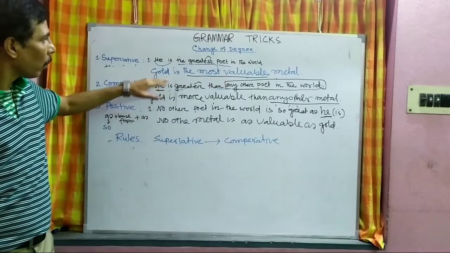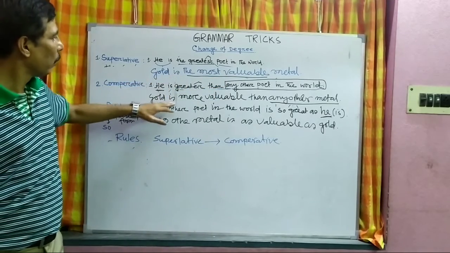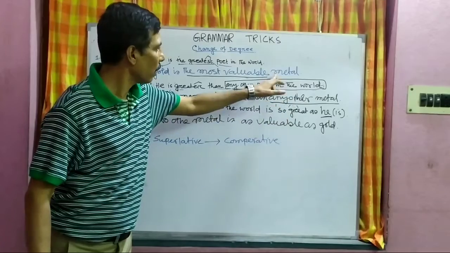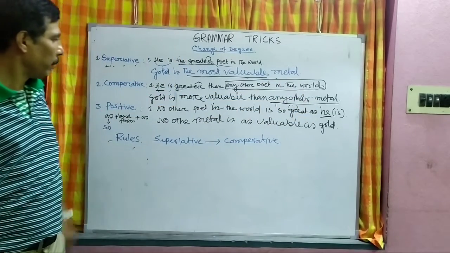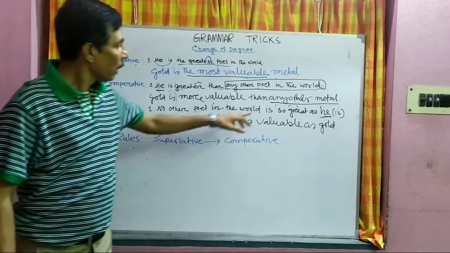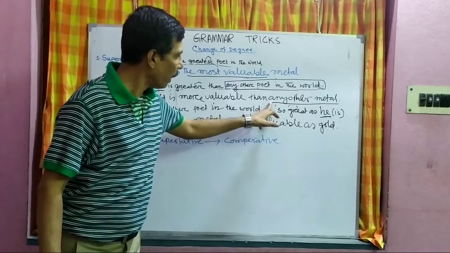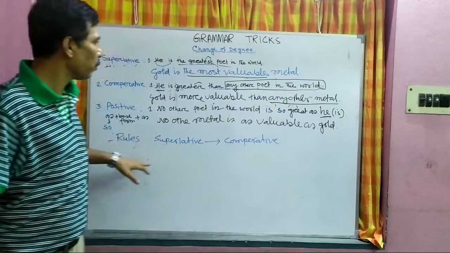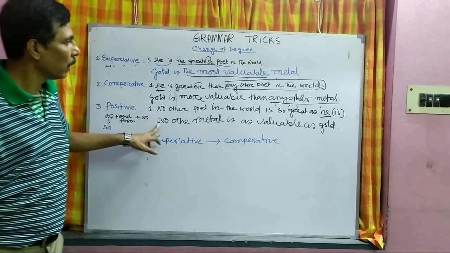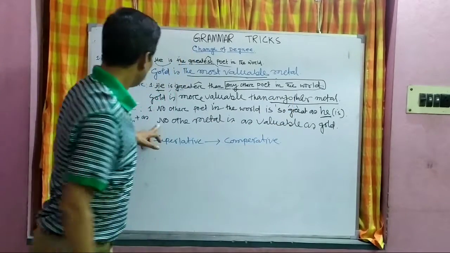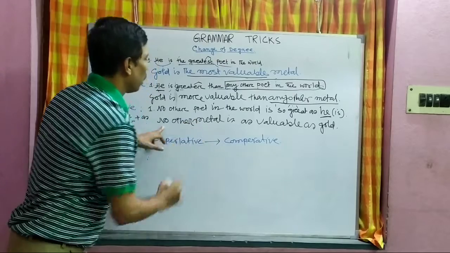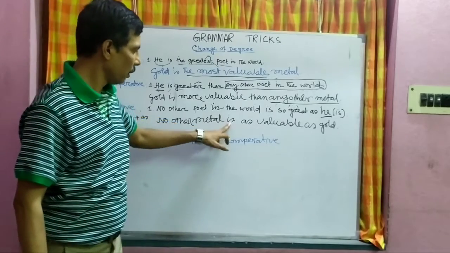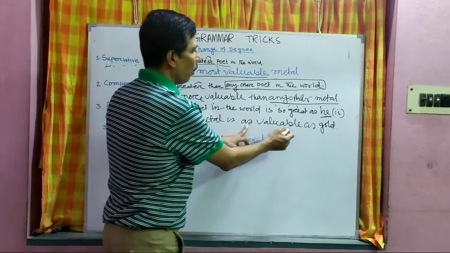If you turn it into comparative, the subject and verb stay the same, gold is. Only change the most valuable into comparative: more valuable than any other. Next, the remaining word, metal. And when the comparative changes into positive degree, you take "any other" and then the remaining part of the sentence as the subject, and there must be only one change: in place of "any," use "no." No other metal is as valuable as gold. No other metal, next you put the subject, then as the base form, as valuable as gold.